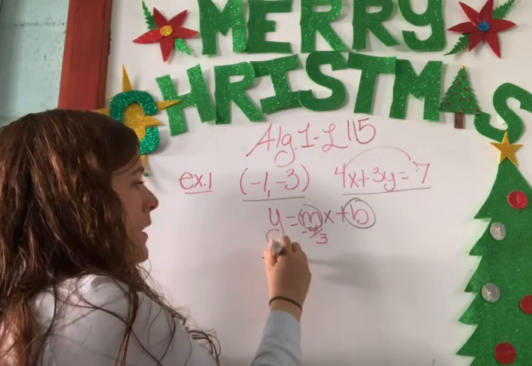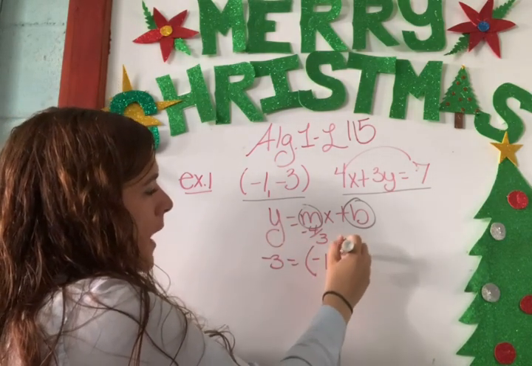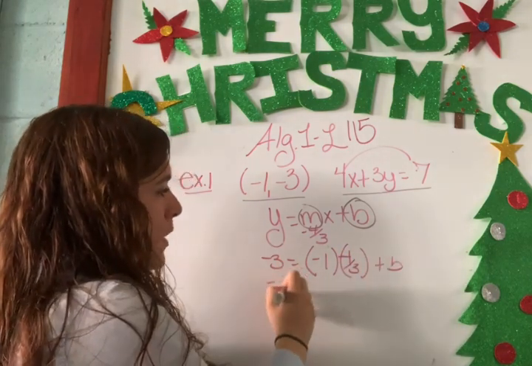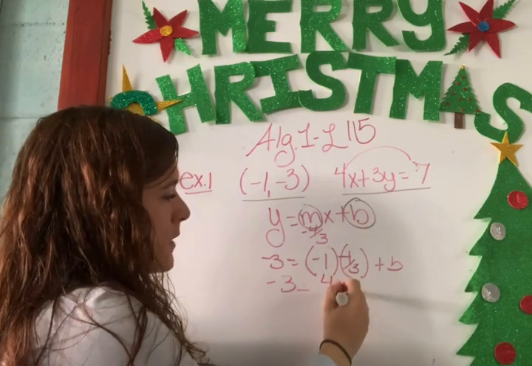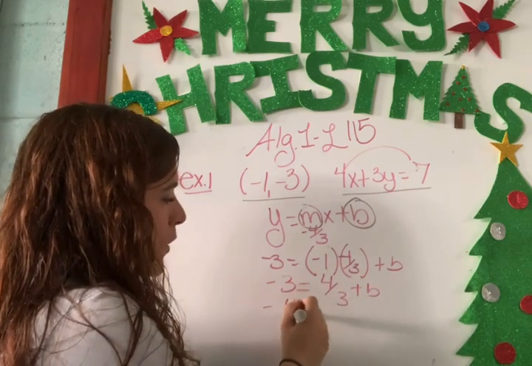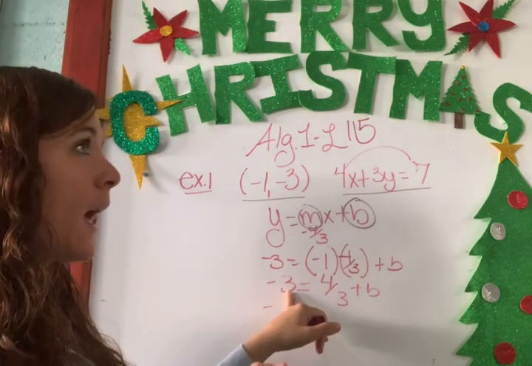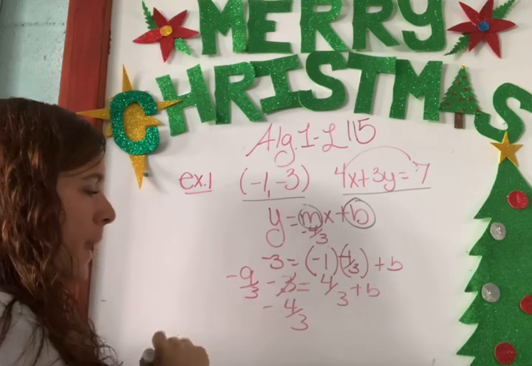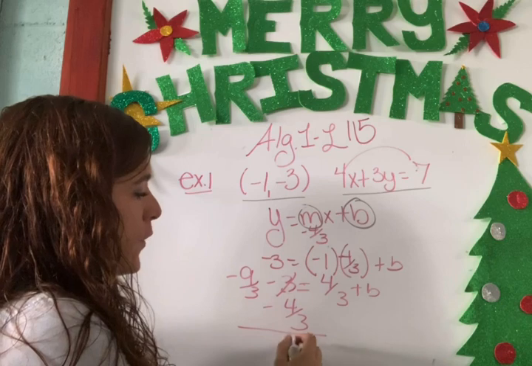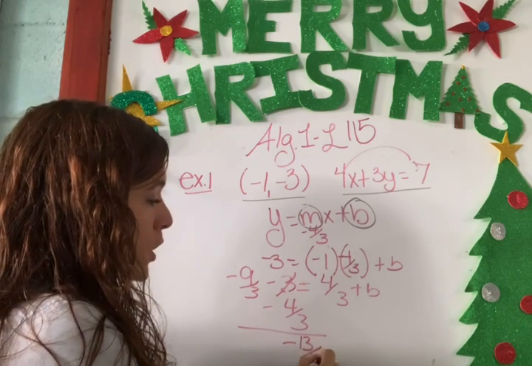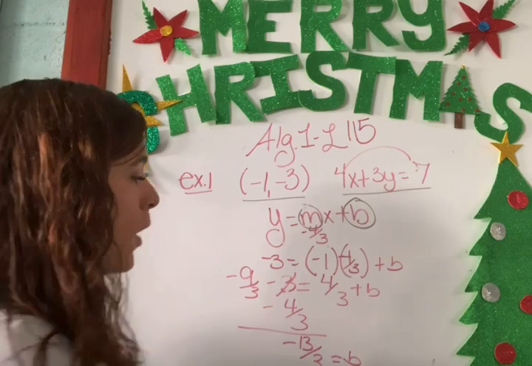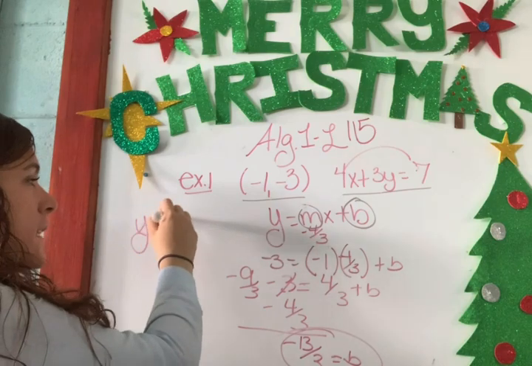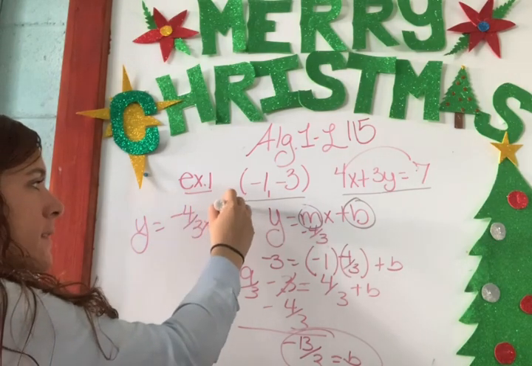So y is negative 3 equals negative 1 times negative 4/3 plus b. Negative 1 times negative 4/3 is just 4/3, plus b. So that's negative 4/3 over here. If we want a denominator of 3, negative 3 is negative 9/3. Negative 9/3 plus negative 4/3 is negative 13/3, which equals b. So now our b is negative 13/3, and we can construct our line: y equals negative 4/3 x minus 13/3.